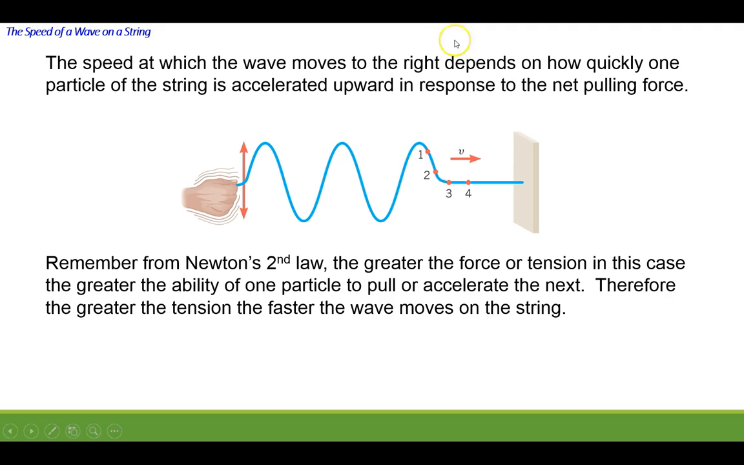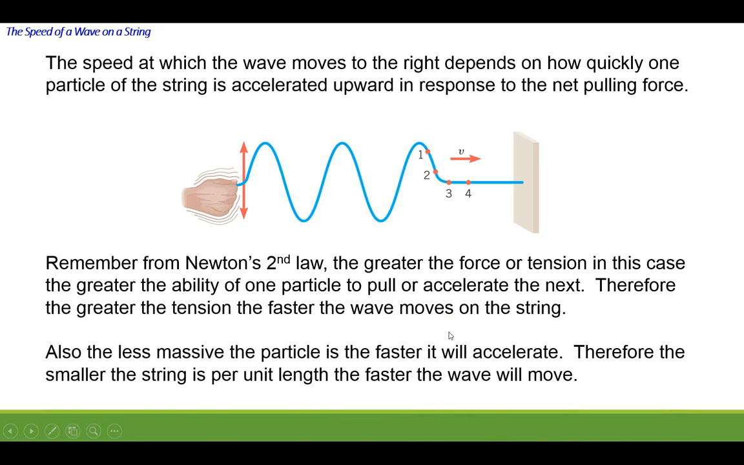Now let's think of that. The greater one pulls on two, the more force or tension it pulls on it, the greater it will accelerate it. Therefore, if it accelerates faster, the overall velocity will be faster. Also, the less massive a particle is, the faster it will accelerate. So if these particles are really light, it will accelerate much quicker and therefore it will move a lot faster.